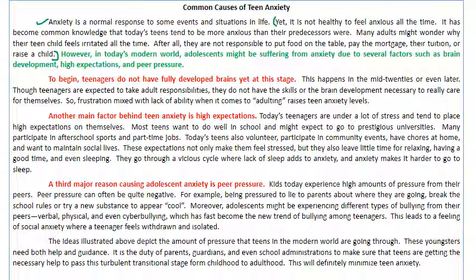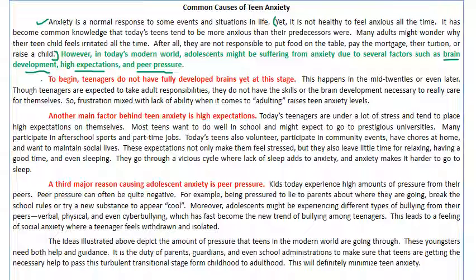And I wrote my thesis. However, in today's modern world, adolescents might be suffering from anxiety due to several factors such as brain development, high expectations, and peer pressure. There are many others, of course. Social media is one of them. But I gave you a sample. You can write your own ideas. The reason I give you writing samples is so that you can enrich your ideas to write better essays.